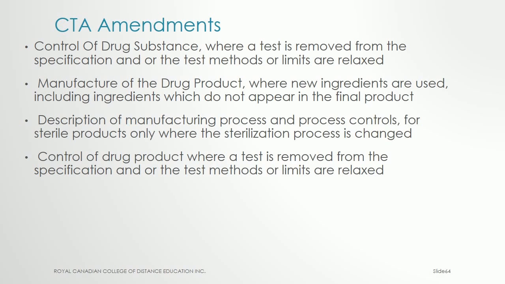Clinical trial application amendments continued. Control of drug substance, where a test is removed from the specification, and/or the test methods or limits are relaxed. Manufacture of the drug product, where new ingredients are used, including ingredients which do not appear in the final product. Description of manufacturing process and process controls, for sterile products only where the sterilization process is changed. Control of drug product, where a test is removed from the specification, and/or the test methods or limits are relaxed.